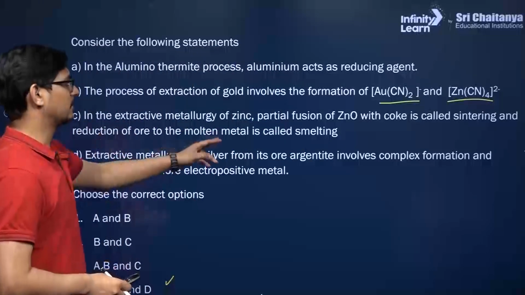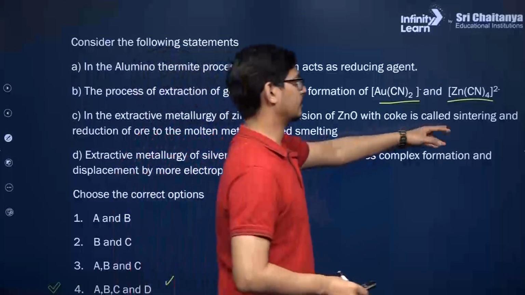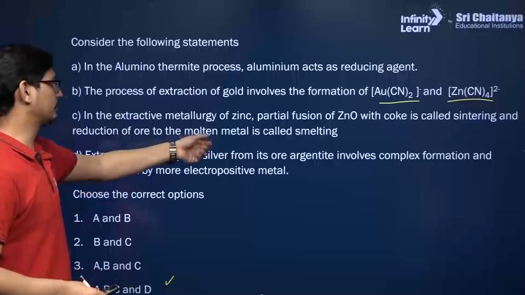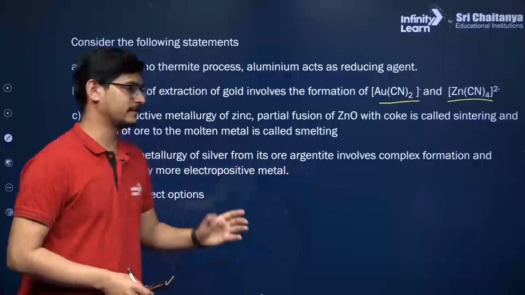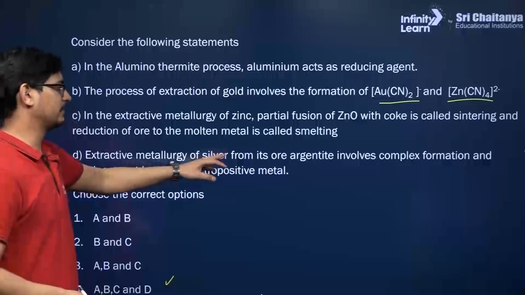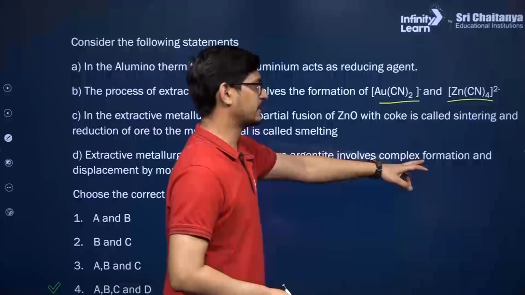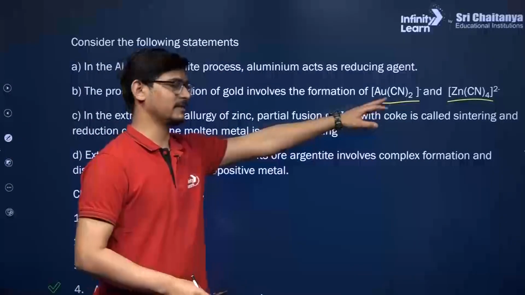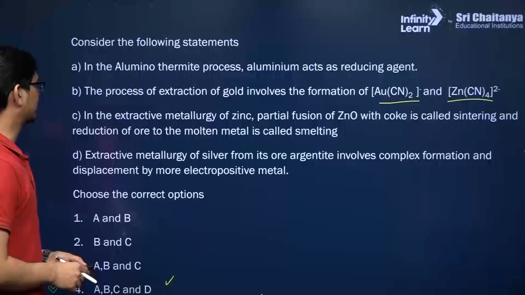In the extractive metallurgy of zinc, partial fusion of zinc oxide with coke is called sintering, yes, and the reduction of the ore to the molten metal is called smelting, yes. Extractive metallurgy of silver from its ore argentite involves complex formation just like gold, and displacement by a more electropositive metal, yes, just like this. So all the statements are correct.